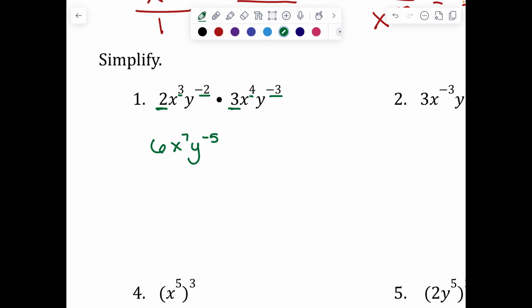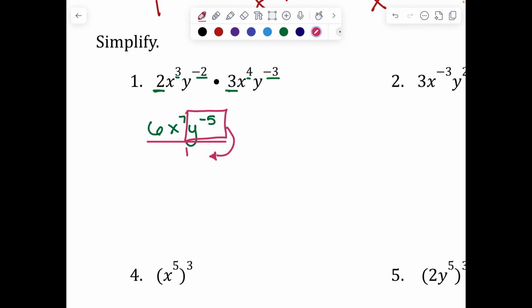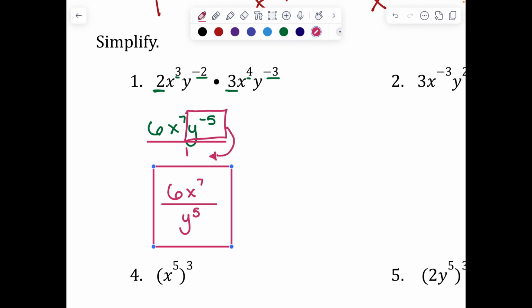Now, I need my answer to only have positive exponents, so we're going to go ahead and take this whole y to the negative 5th. And we have this over 1. We're going to move that into our denominator. So our final answer is going to be 6x to the 7th, that coefficient doesn't change, over y to the 5th. And that is our final answer. So all we're doing is moving it around a little bit to make sure that it's positive. So again, exponents need to be positive in your final answer.